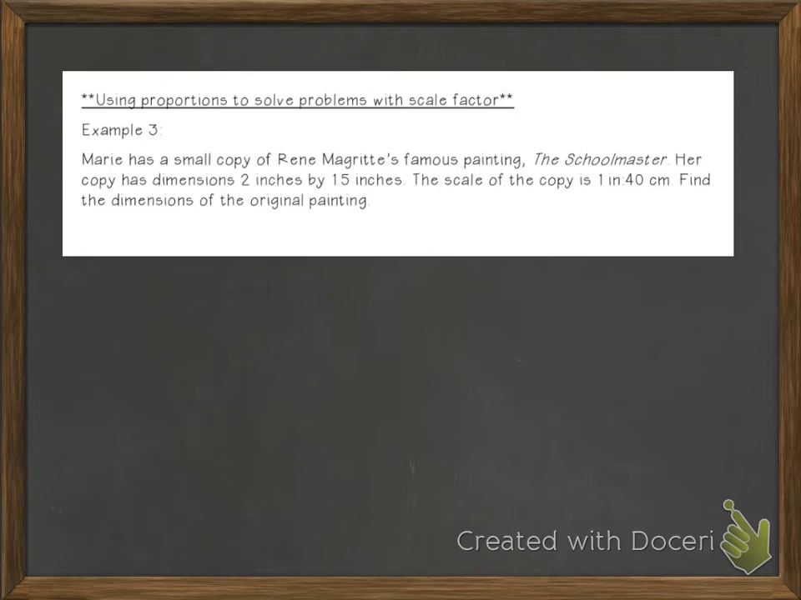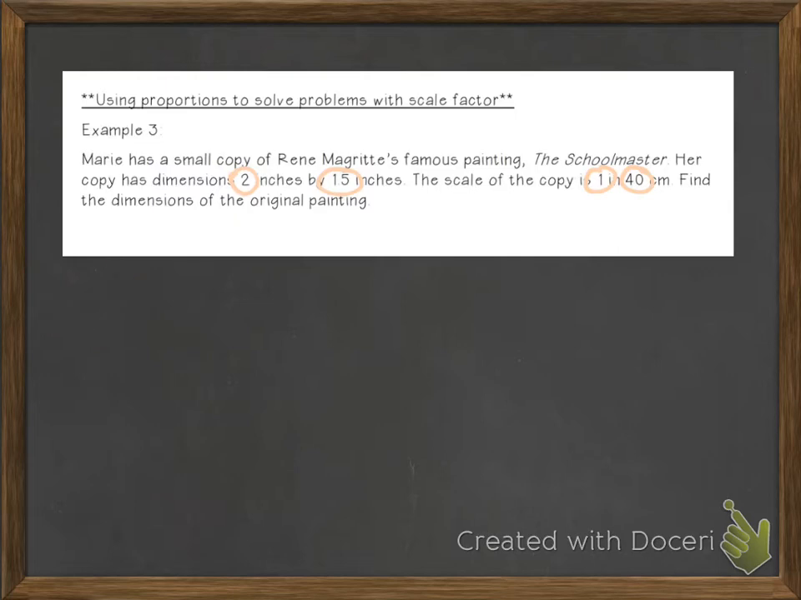Using proportions to solve problems with scale factor. So Marie has a small copy of Rene Magritte's famous painting, The Schoolmaster. Her copy has dimensions of 2 inches by 1.5 inches. So again, 1.5 by 2 inches. In the scale of this copy, the 2 and the 1 have to be in the same place, and the 1.5 and 40 have to be in the same place.